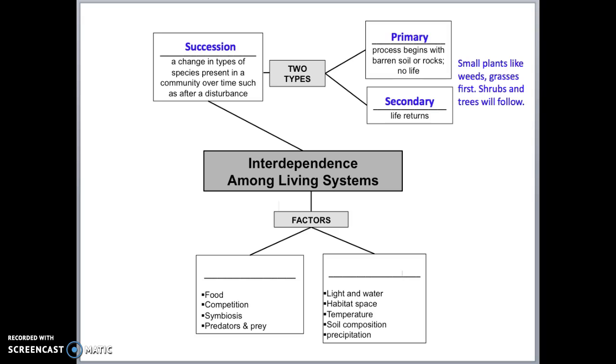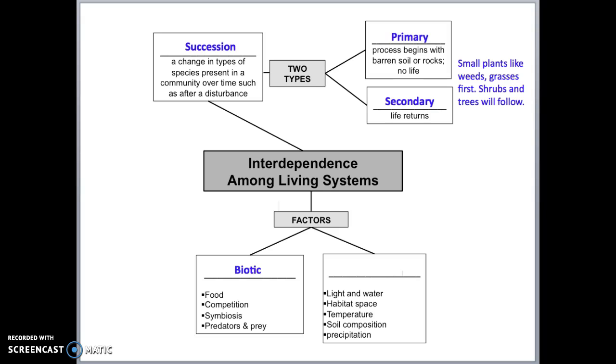So with succession, we're going to see first things like small plants, like weeds, things that are hardy and that can come back, and they're pretty small and grow quickly. The grasses and the weeds are going to come first, and after that, you're going to see your larger plants like shrubs and trees that will follow. And there are certain organisms that need these plants for food and shelter that will then return once the plants have returned.